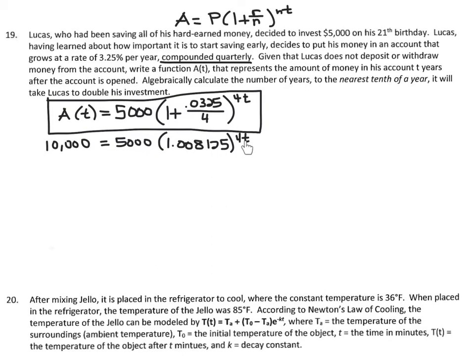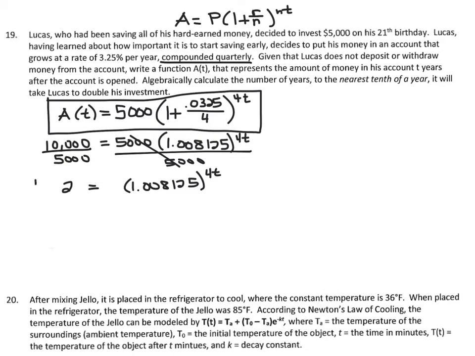But before we do, we have to get the base that contains that exponent by itself. So we need to get rid of this 5,000. Since this is 5,000 times the number in the parenthesis raised to the 4t power, the opposite of multiplication is division. So we're going to divide both sides of the equation by 5,000. All right, so 10,000 divided by 5,000 is 2, and I'm just going to bring down the right-hand side of the equation.